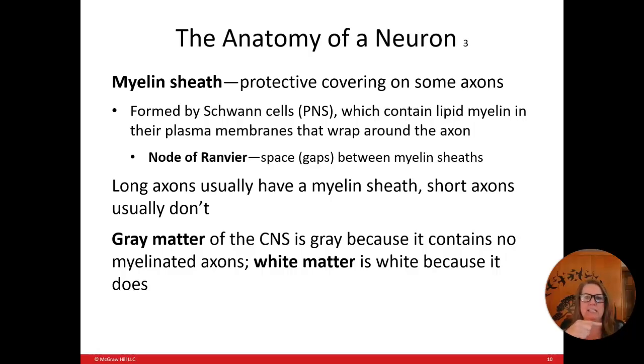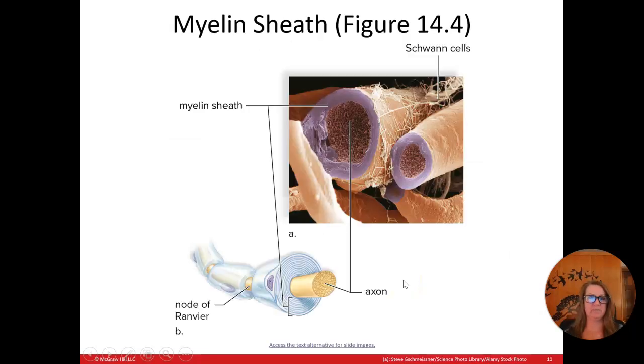These lipid myelin cells, called Schwann cells, essentially are wrapping around that axon. So you'll see these little spaces called the nodes of Ranvier, and essentially that is going to help, again, speed up the signal. Long axons tend to have that, short ones don't bother. Okay, when you hear gray matter and white matter, gray matter is essentially gray because it lacks myelinated axons, but white matter does in fact make the axons look white because they do have that myelinated sheath.